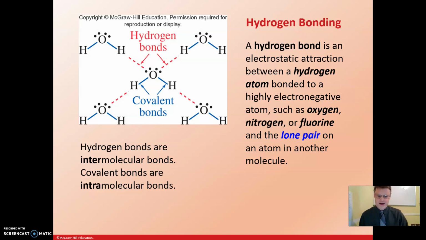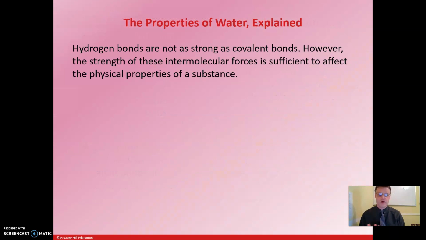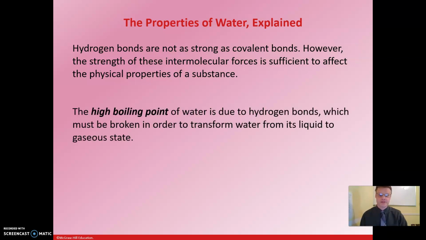So, great. So hydrogen bonding is really important in water in that it gives it some unique properties. So let's look at those properties. Okay. So they're not as strong as covalent bonds, these hydrogen bonds, but they can affect the physical properties of a substance. So one that's really important is that water has an unusually high boiling point for its molecular weight.